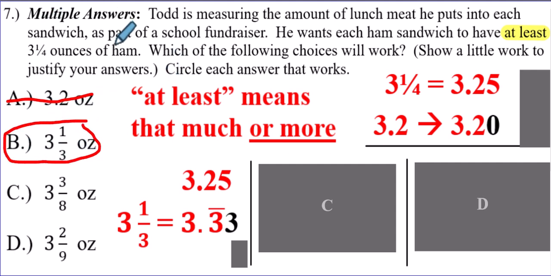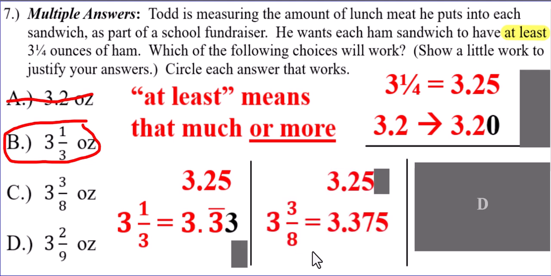There are multiple answers here. What about the work for choice C? 3 3/8 is 3.375 if you looked it up on the common fractions and their decimal equivalents page. Is 375 thousandths bigger than 25 hundredths? Well, put a 0 there. Yes, 375 thousandths is bigger than 250 thousandths. So this is another possible answer that will work, being bigger than 3 1/4 ounces.